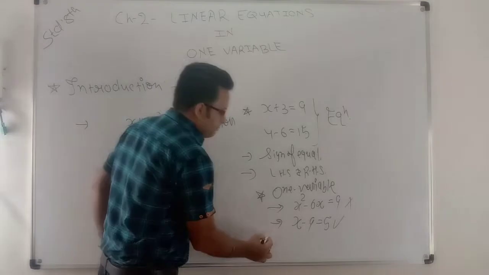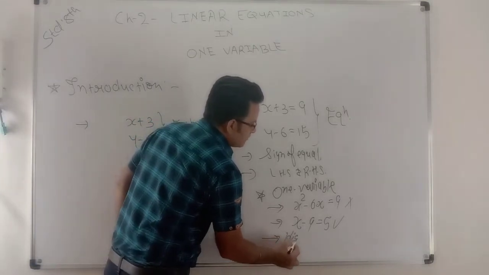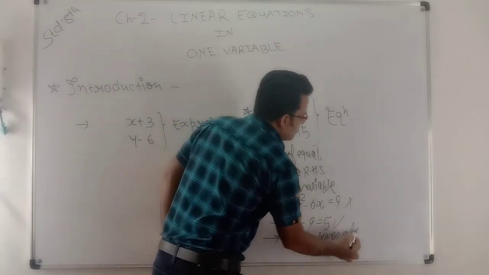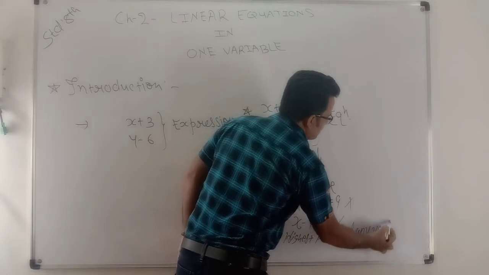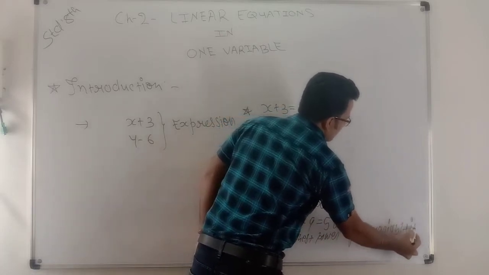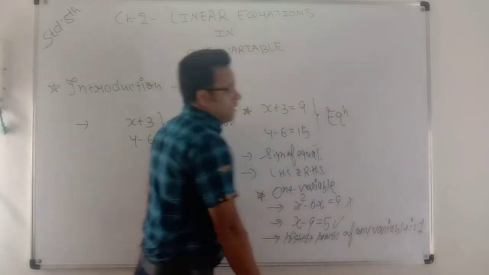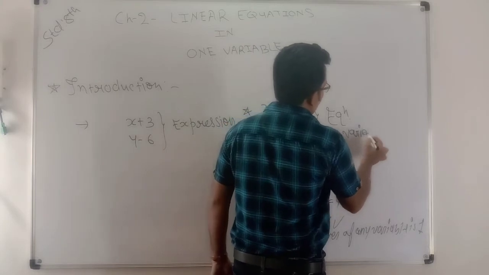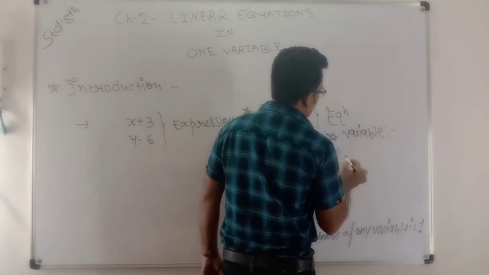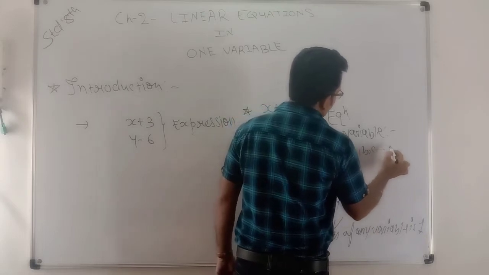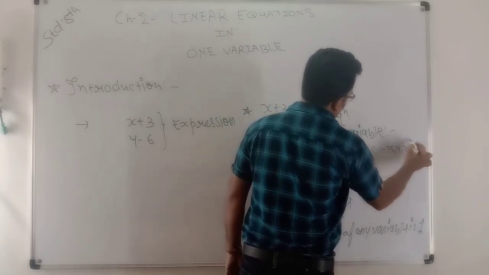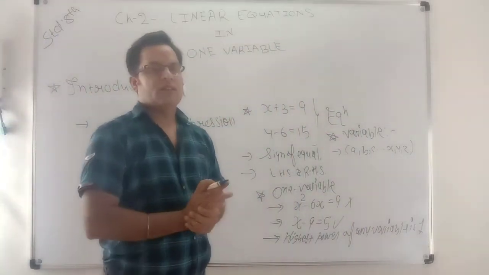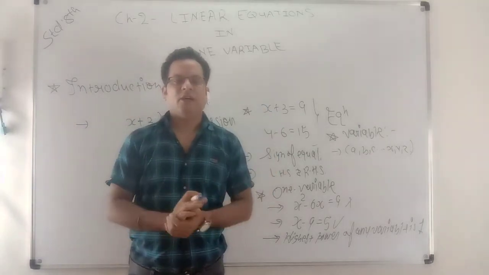Or you can say the highest power of any variable is 1. Now what is a variable? A variable means alphabets. Any alphabet, okay? There can be any alphabet. Now, linear equation in one variable, I am sure that you might have got it.